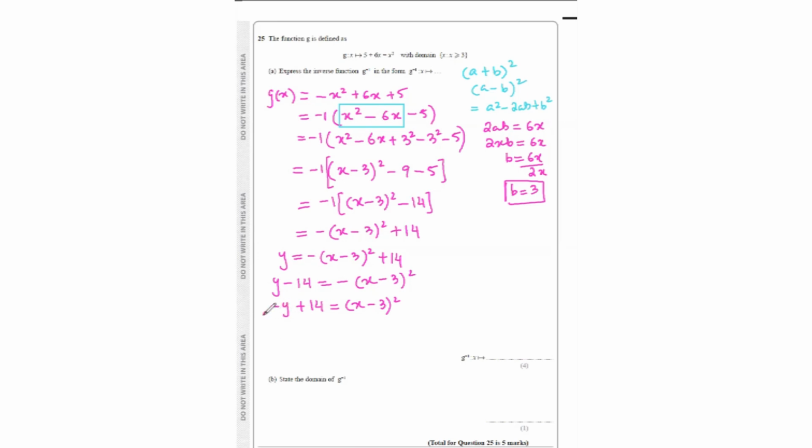So now we will square root both sides to get rid of the square over here. So it's plus minus the square root of (-y plus 14) equals x minus 3. 3 goes to the other side, so 3 plus minus the root of (-y plus 14) equals x. And the last step is to replace the notations. So g inverse x equals 3 plus minus the root of (-x plus 14).